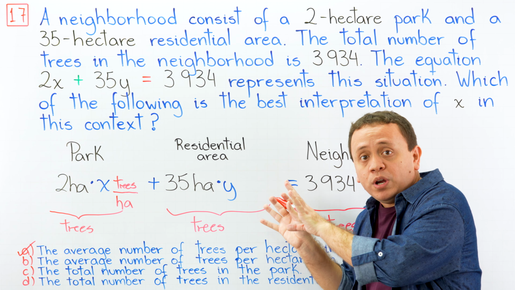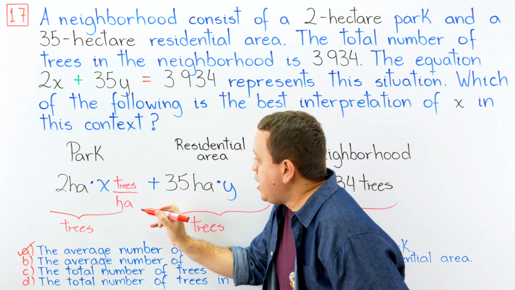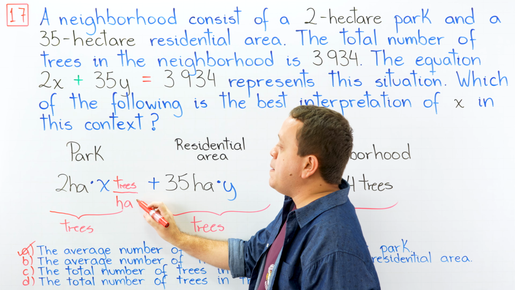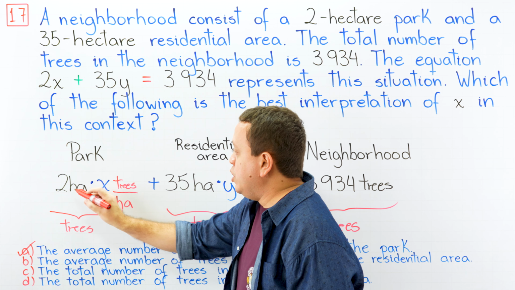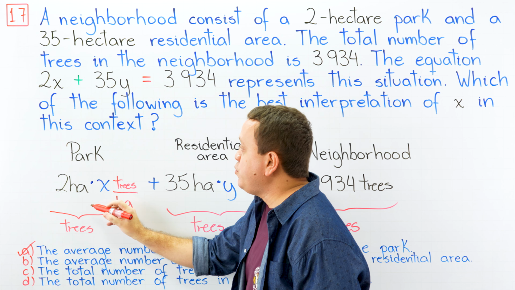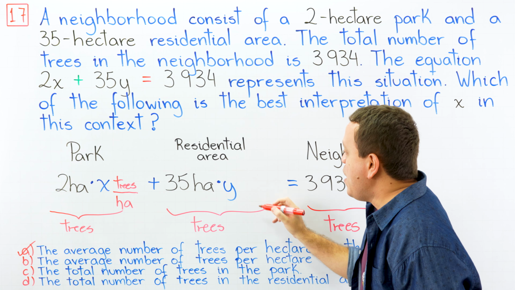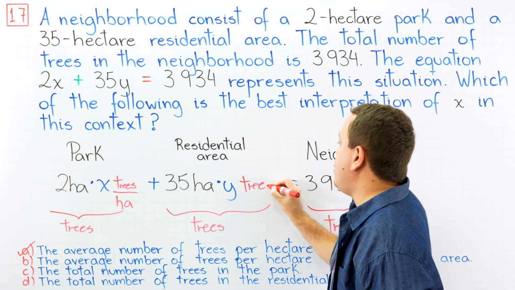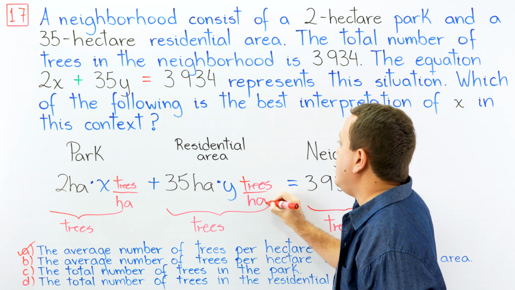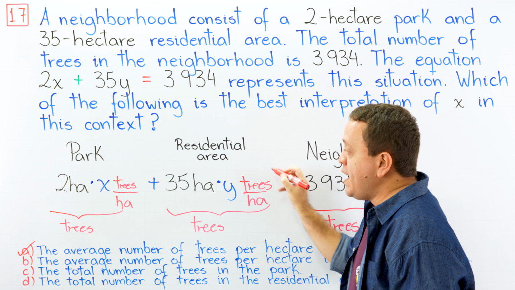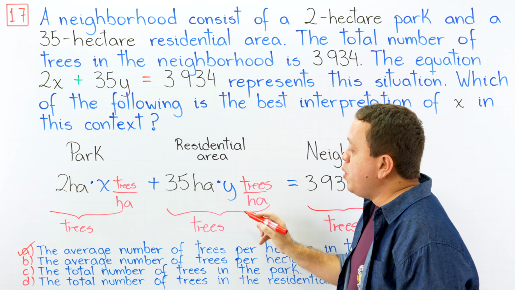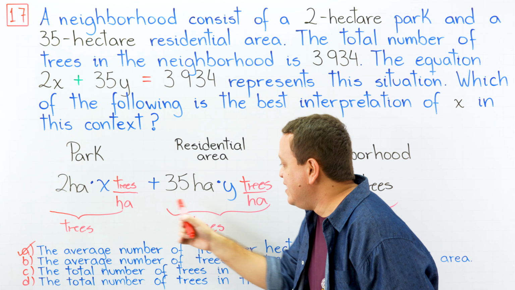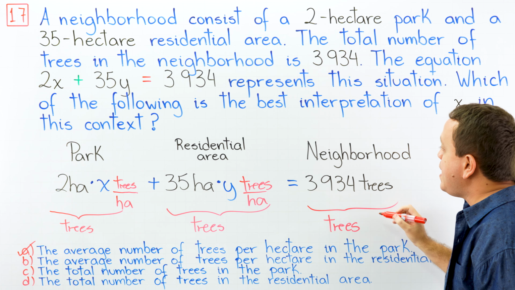Let's go back to our equation for a broader explanation. Over here, X is the average number of trees per hectare in the park. When we multiply this by 2 hectares, we got the total number of trees in the park. And then y is the average number of trees per hectare in the residential area. When we multiply this by 35 hectares, we get the total number of trees in the residential area. Finally, when we add these two quantities together, we get the total number of trees in the neighborhood.